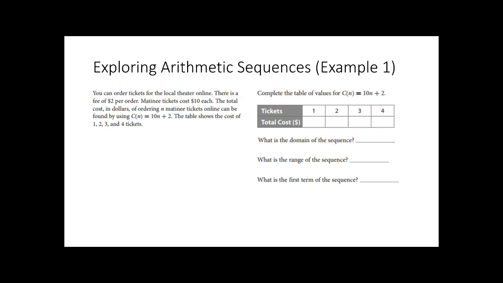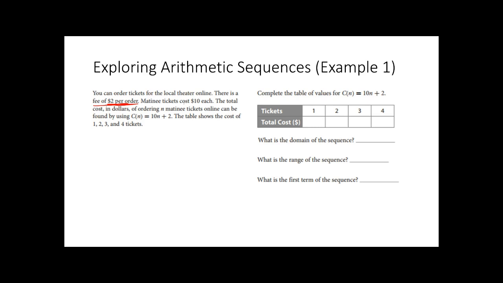Now, first example, so we're exploring an arithmetic sequence. Let's look at context. Context matters. The story matters. You can order tickets for a local theater online. There is a fee of $2 per order. Per order. So I'm already thinking this is probably my rate. Rate of change, back in the day, right?